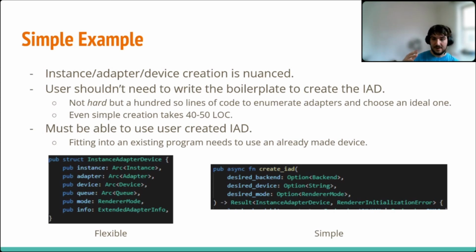We provide a simple function where you just say, I want this backend, I want this device, I want this renderer mode, or none of them. Just have it choose for you, and then just give me back the thing I need. And by doing this, the simple case is very easy, and the complex case of a user providing either their own adapter selection logic or providing their own adapter at all is solved. So we have the options, and then we have the default.